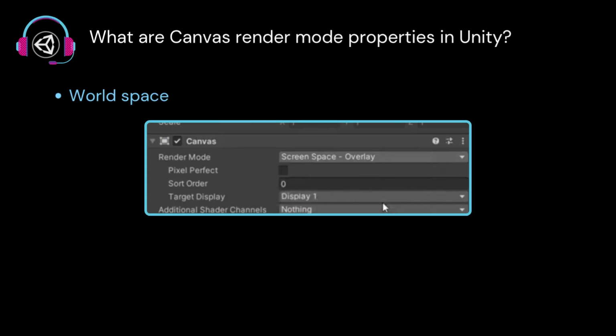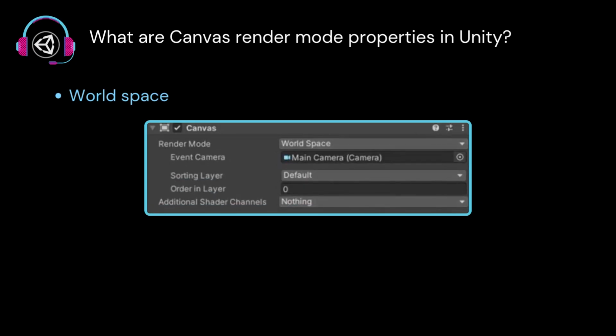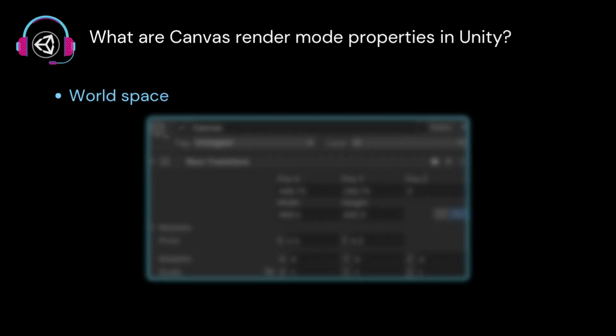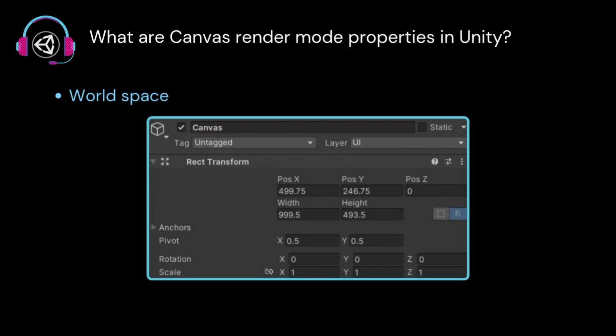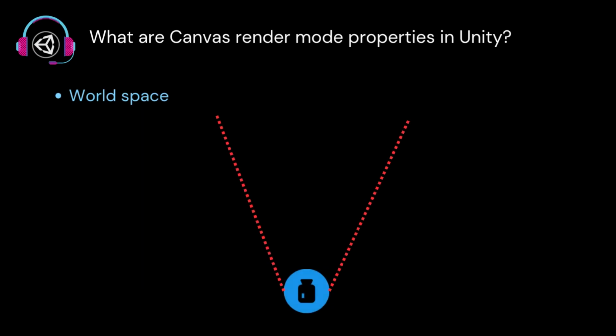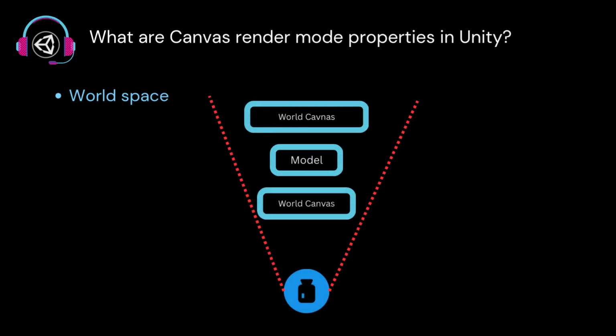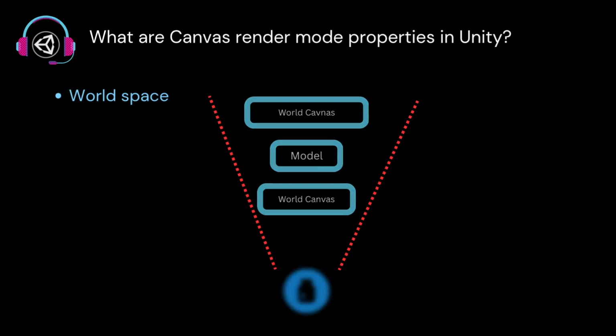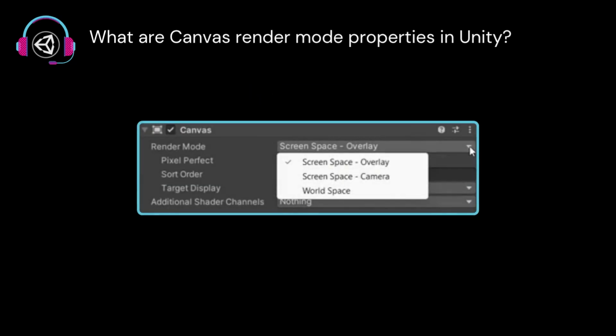In world space render mode, the canvas will behave as any other object in the scene and can be moved or manipulated. The size of the canvas can be set manually using its rect transform, and UI elements will be rendered in front of or behind other objects in the scene based on the placement. This is useful for UI that is meant to be part of the world. Choosing the right render mode ensures your game's interface looks and behaves exactly how you want, whether it's a pure HUD or fully integrated into the 3D world.